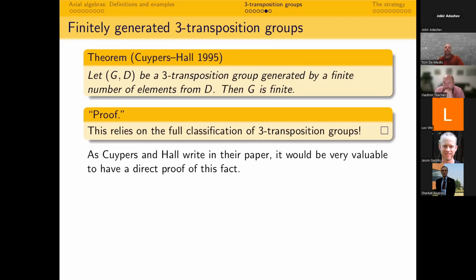And in fact, Fischer and Hall indicate that it would be valuable to have a better understanding of why this is true. Our strategy, our approach, is exactly to try to use non-associative algebras to give a different proof of this result. We have not succeeded yet in full generality. It's a challenging problem, but we have made some interesting progress, I think.